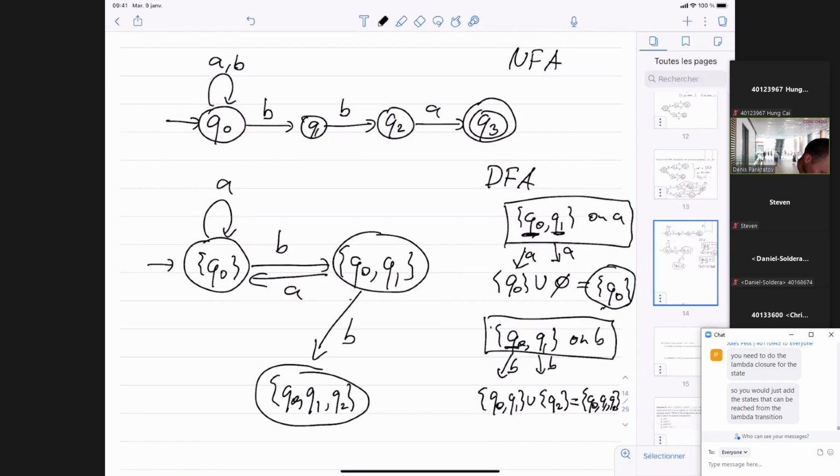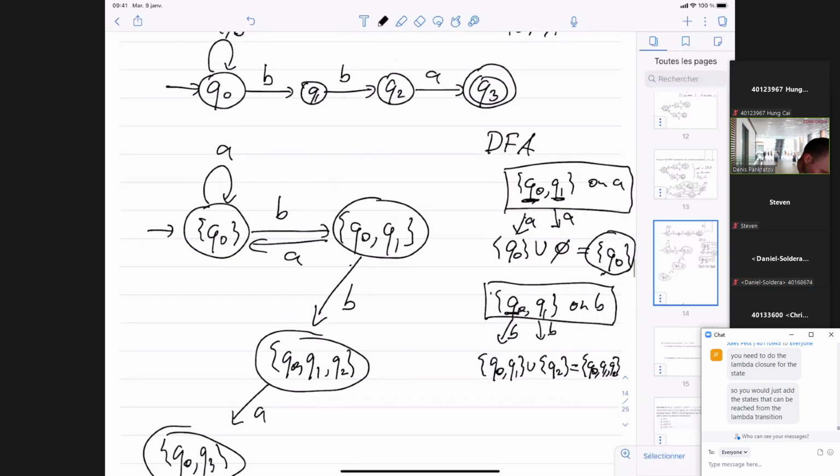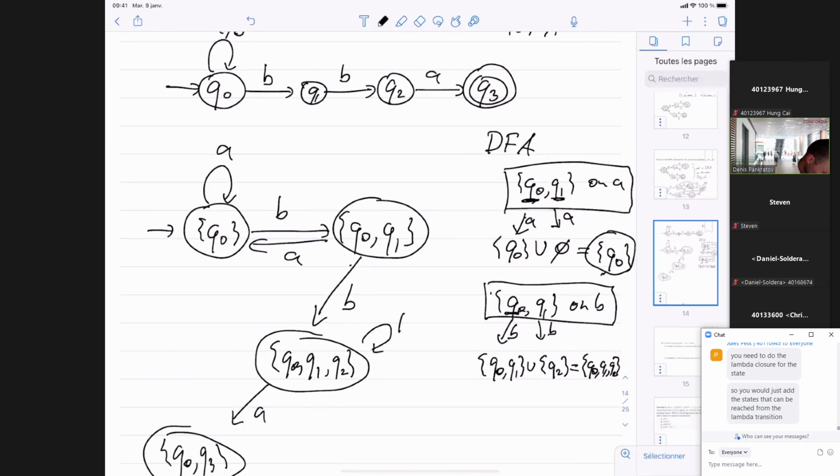And now we repeat the procedure. For Q0, Q1, Q2, we see where we can go on A. For Q0, Q1, Q2 on A, we can go either to Q0 or to Q3. So we transition to a new state, which is labeled Q0, Q3. And if you see B, then actually from Q0, you can reach Q0, Q1. From Q1, you can reach Q2. From Q2, you can't reach anywhere. So the union of all three possibilities leads back to itself, like this.